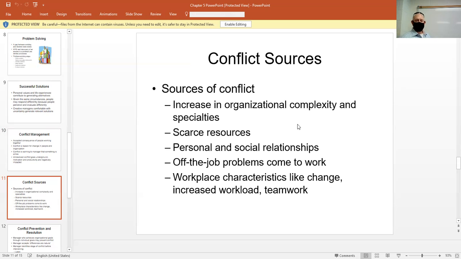Personal and social relationships. You think those cause conflict? Sources of conflict? I think that's the number one source of conflict. To me, even the best relationships, you're going to have conflict come up. Off the job problems come to work.